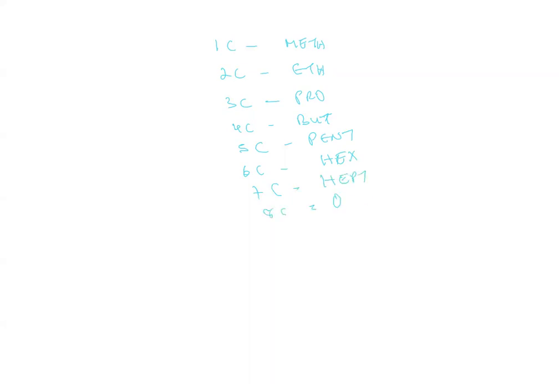8 carbons, oct. 9 carbons, non. 10 carbons, dec. 11 carbons, undec. 12 carbons, dodec. So that's how we did it, and you can find the other ones. So these are the root names that come when you know the number of carbon atoms.